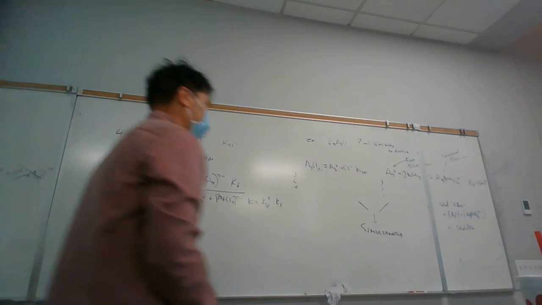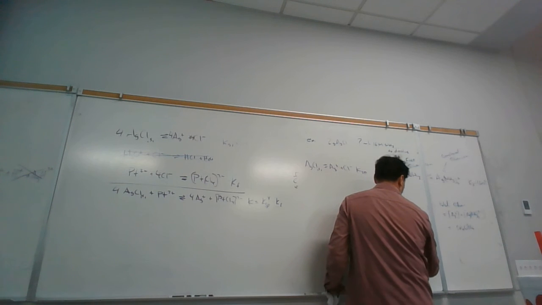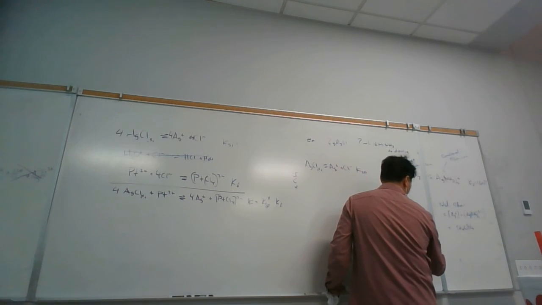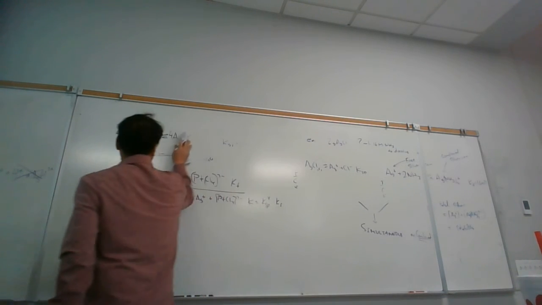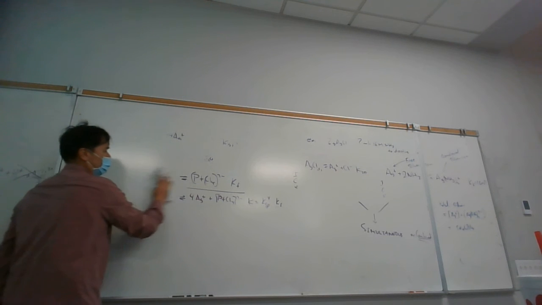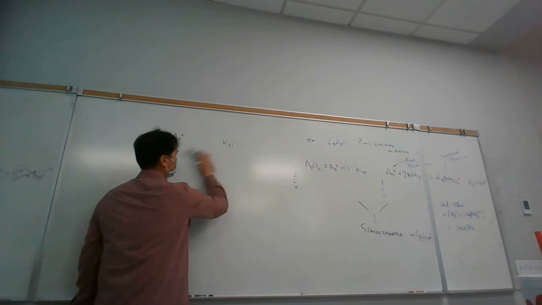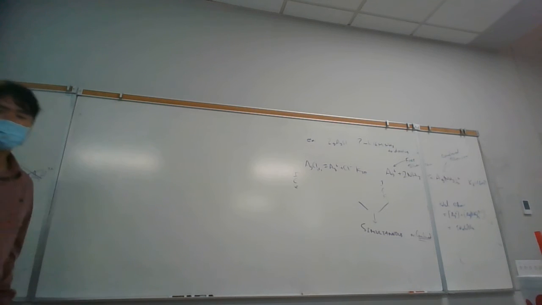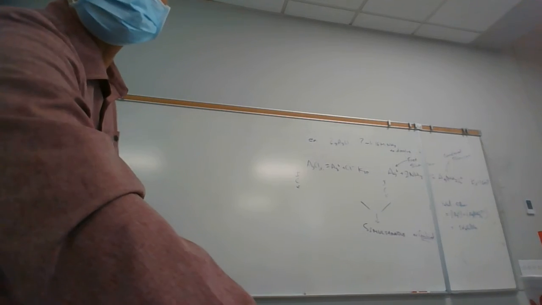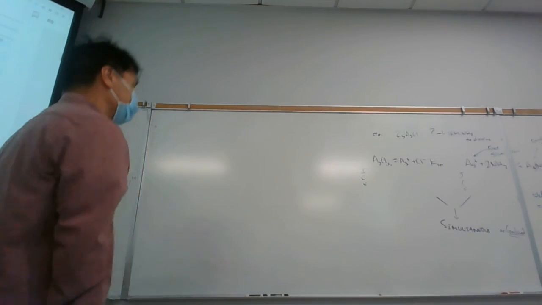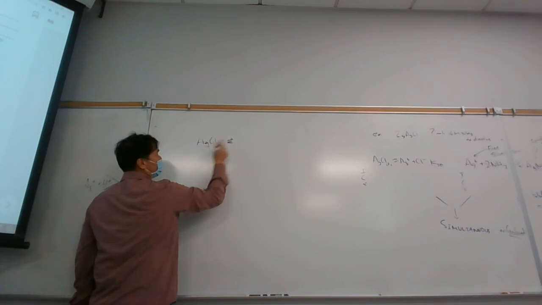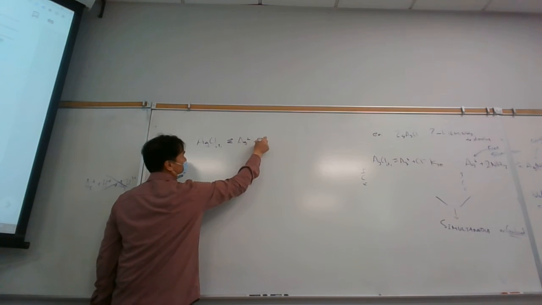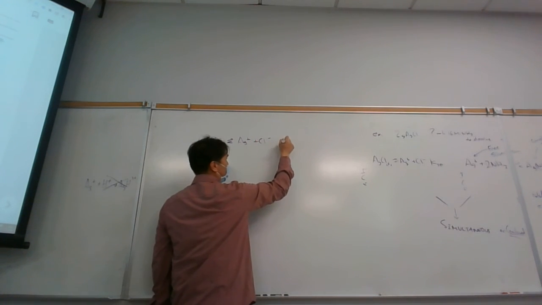However, this is also a candidate for combined equilibria. We can't do everything combined, but when certain criteria are met, we can do it combined. The criteria have to be this: the first step has to have a very small K, and the second step has to have a very large K. The first step here is the silver chloride solid breaking up into the ions, and this K is very small.